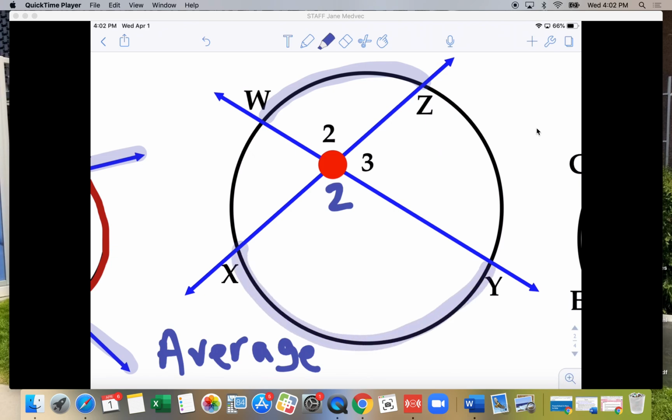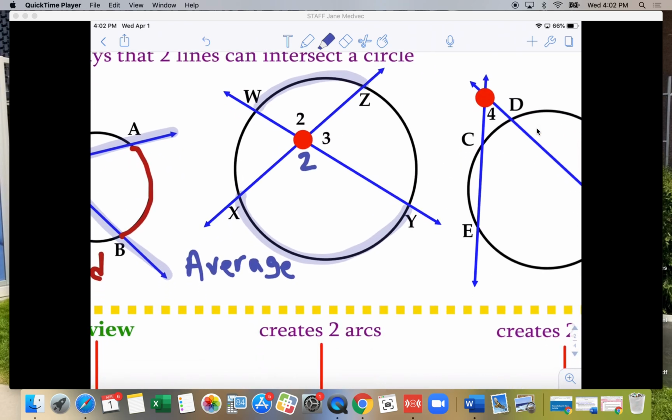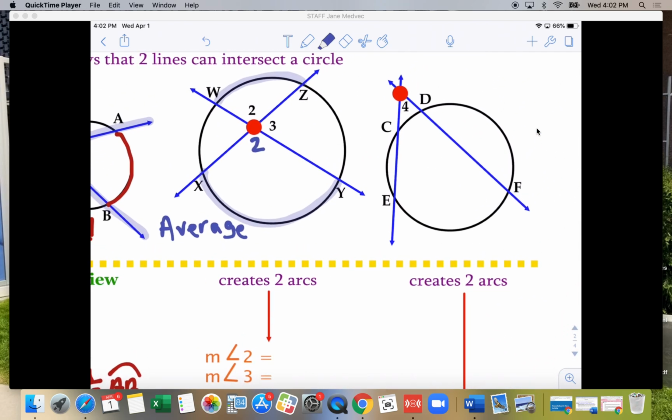Now notice that the intersection is not in the center of the circle. The angles are the same, but you'll notice that the arcs are not. So to figure this out, we're going to find the average. I'm going to take the measure of angle 2 equals the measure of arc WZ plus the measure of arc XY, and I'm going to divide it by 2. That's how you would find out what angle 2 is. Again, I'm going to take the arc here, the arc here, add them together, and divide by 2, and that's going to give me the measure of angle 2.